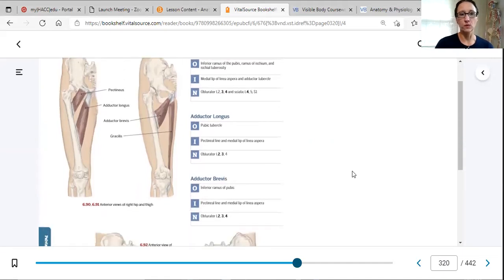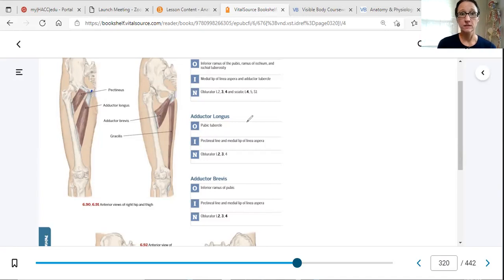So the other 2 we have with adductor in the name, of course, are adductor longus and adductor brevis. And of course, we're talking about adduction. Adductor longus and brevis, they sit right next to each other. And in fact, adductor longus covers adductor brevis a little bit. But they have kind of similar attachments. So adductor longus originates on the pubic tubercle. So that's right here. Right, there's the pubic tubercle.